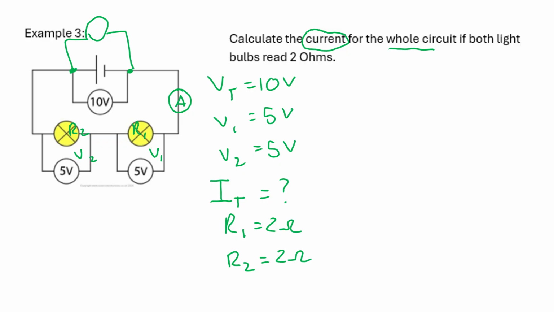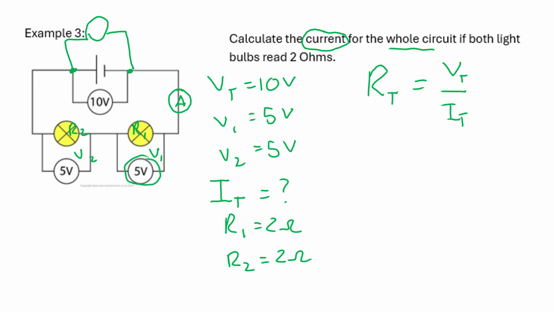So to find I total, I must have V total and R total. Okay, I need to be able to have all of the totals. I can't just use one of the 5 volts. I can't do that because I need to use the total to find the total. So the equation would be, I like to say, R total is equal to V total over I total.